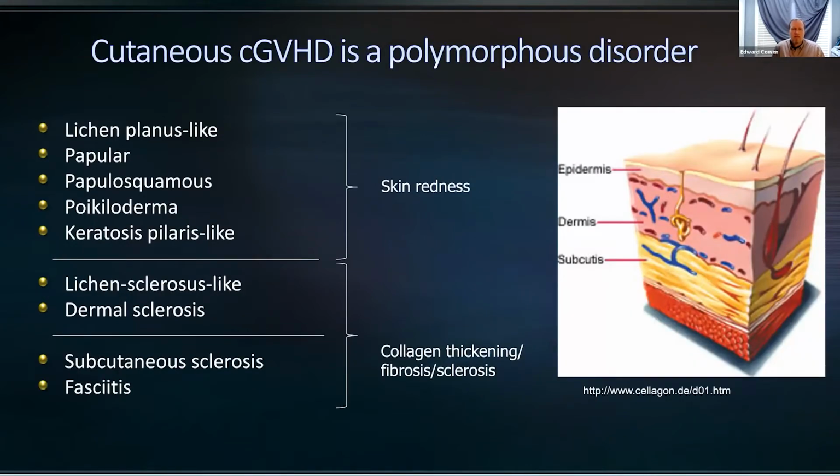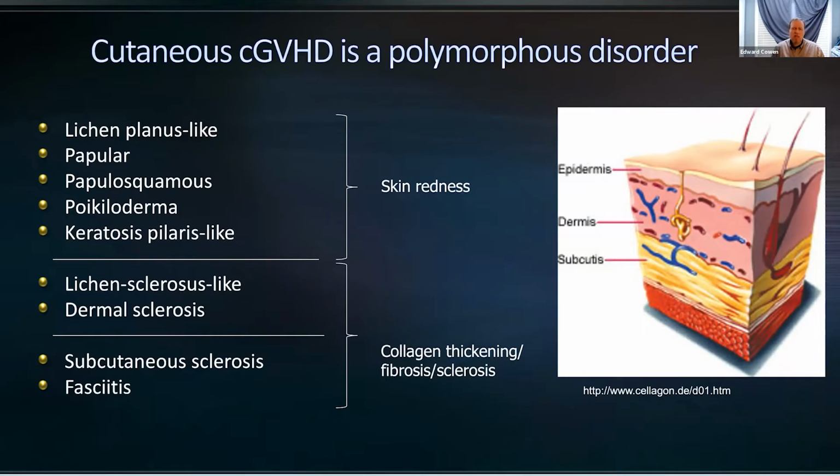So how do I think about skin GvHD? There's lots of different terms that are used, and it's valuable for those of us who are enrolling patients on clinical trials to know what these terms mean, but for the purposes of patients, the way to think about this is: is the skin GvHD primarily involving the upper layers of the skin, what's called the epidermis, or is it involving the dermis, which is basically the collagen-containing middle layer, or is it involving the subcutaneous layer, which is the fat?